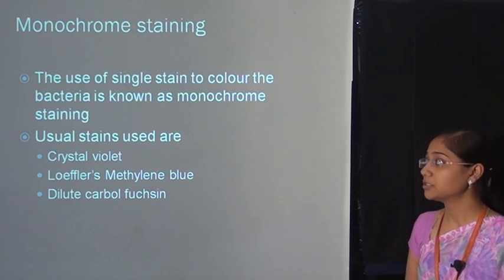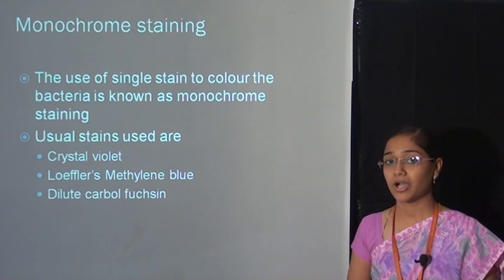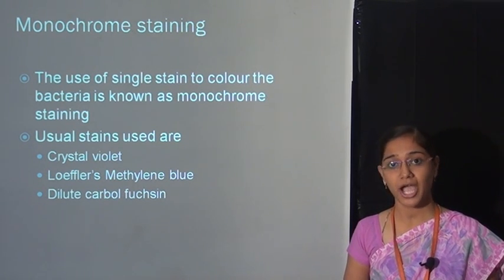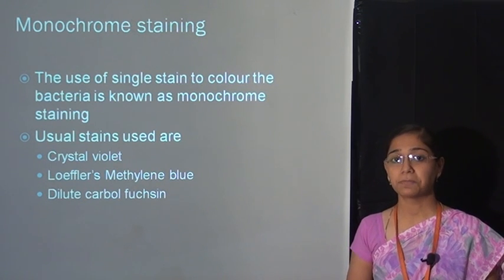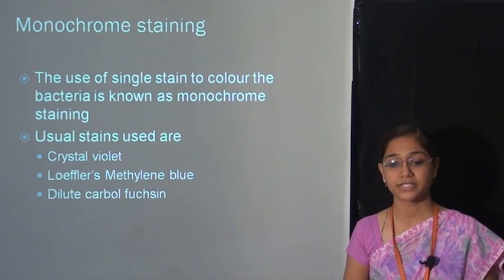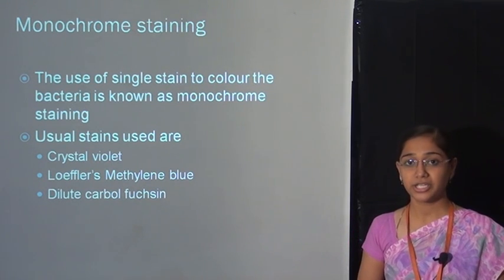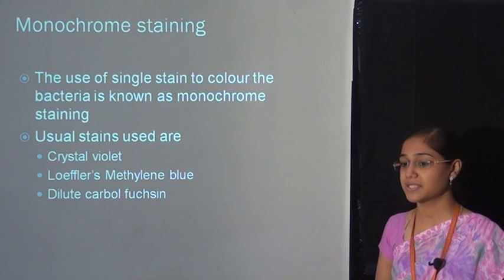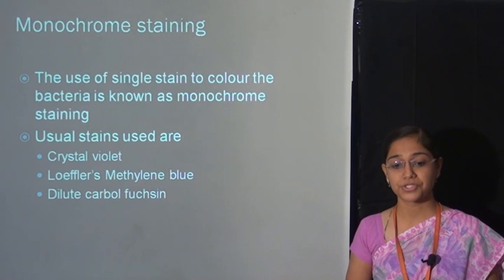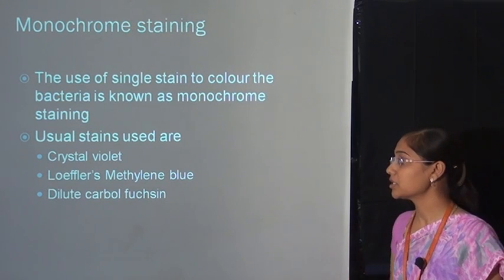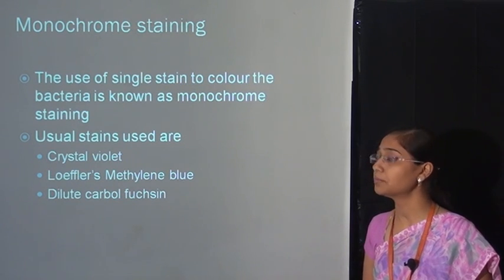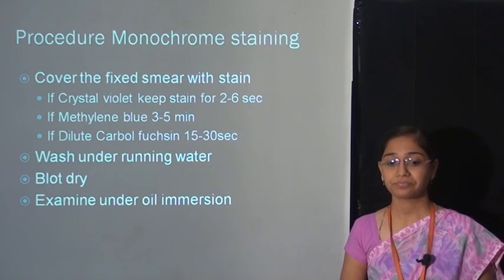In monochrome staining, we use a single stain. Both monochrome staining as well as negative staining carry only one stain, which is why it is known as simple staining. In monochrome staining, we use a single stain to color the bacteria. We can use crystal violet, Loeffler's methylene blue and dilute carbol fuchsin for the monochrome staining process.